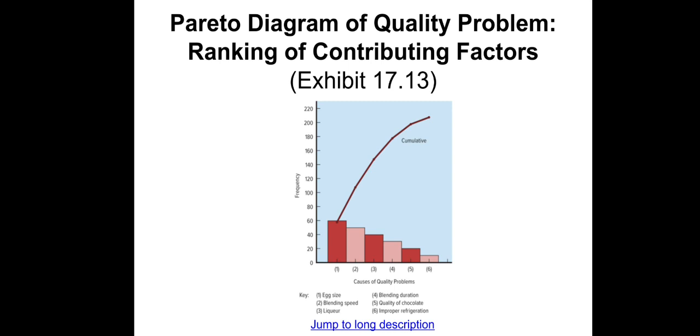After you prepare this diagram, you can see clearly which factor or which quality problem has to be tackled first. So when you see this diagram, you know that the egg size problem is the first problem that needs correction, and then the second one is the blending speed, and then after that the liquor.